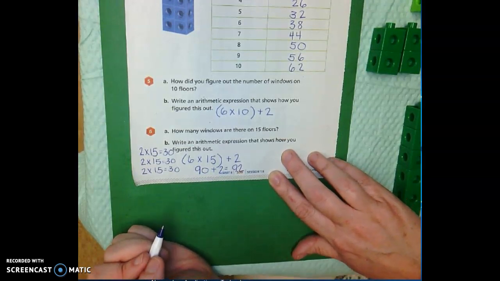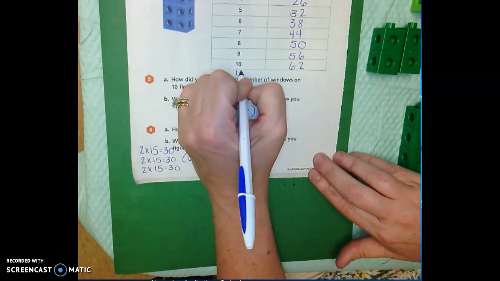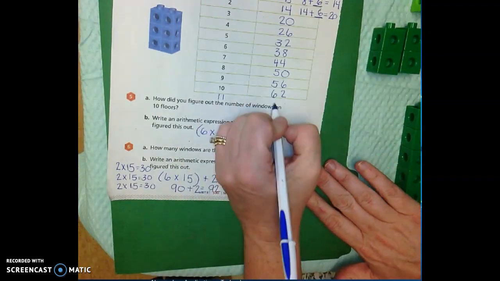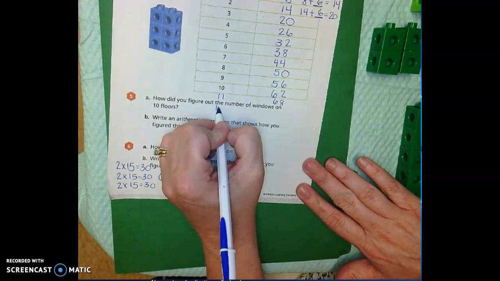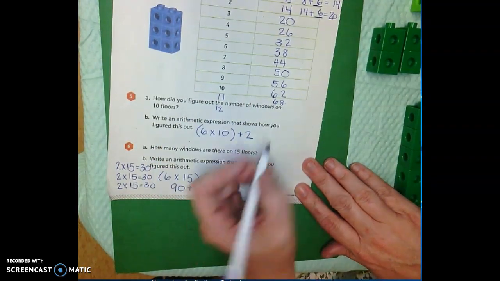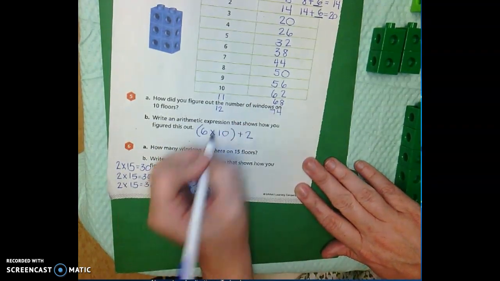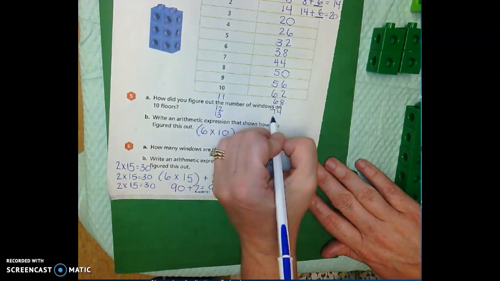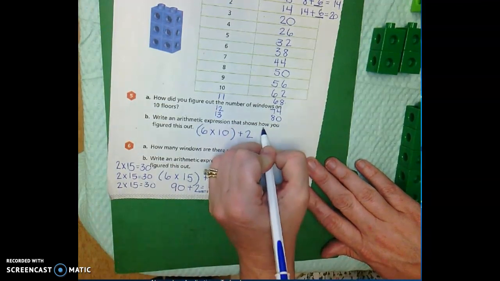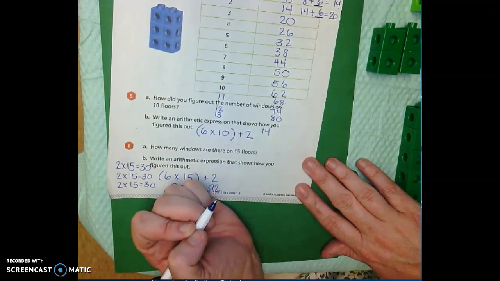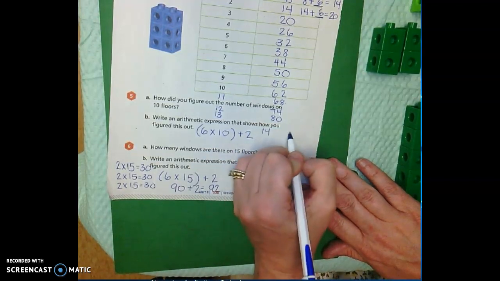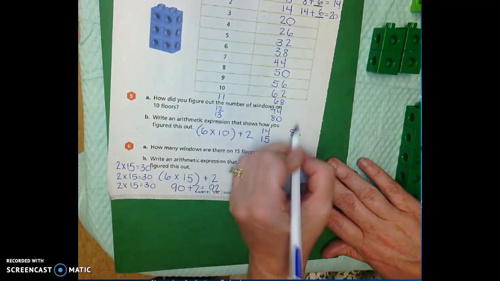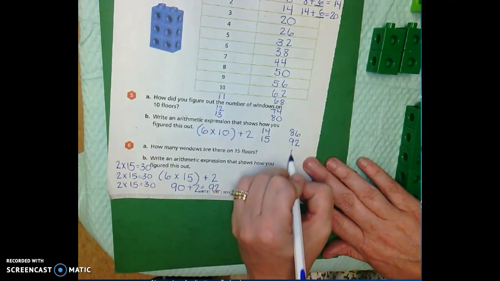Now let's see if this works out correctly. So on the 11th floor, if we say 62 plus 6, that gives us 68. The 12th floor, 68 plus 6, that gives us 74. The 13th floor, 74 plus 6, that gives us 80. The 14th floor, 80 plus 6, that gives us 86. And the 15th floor, 86 plus 6, that gives us 92.